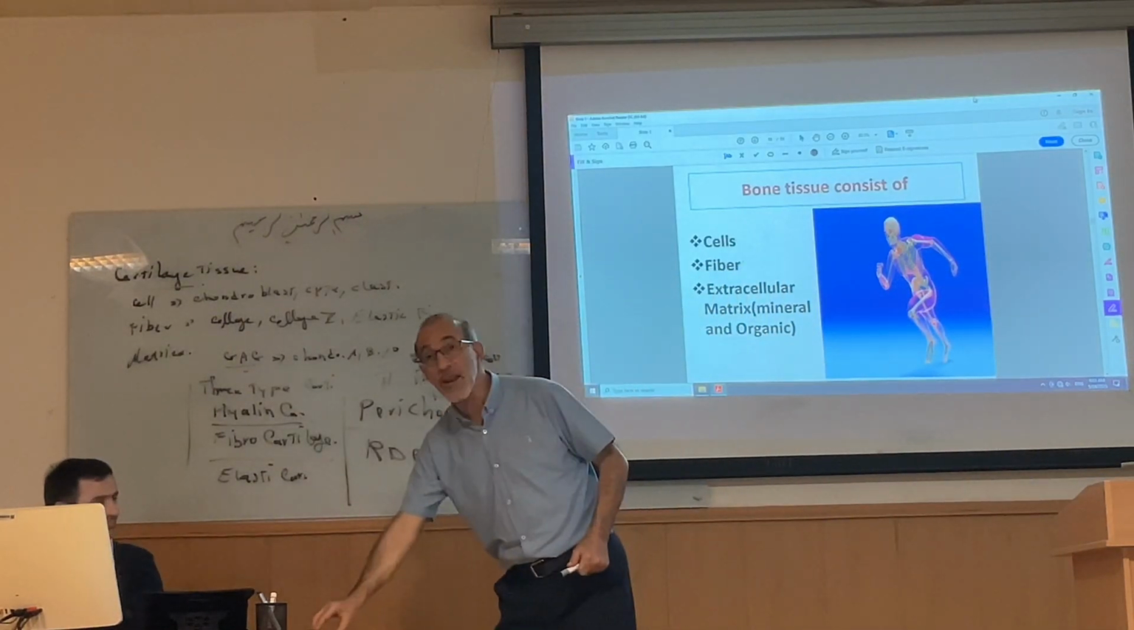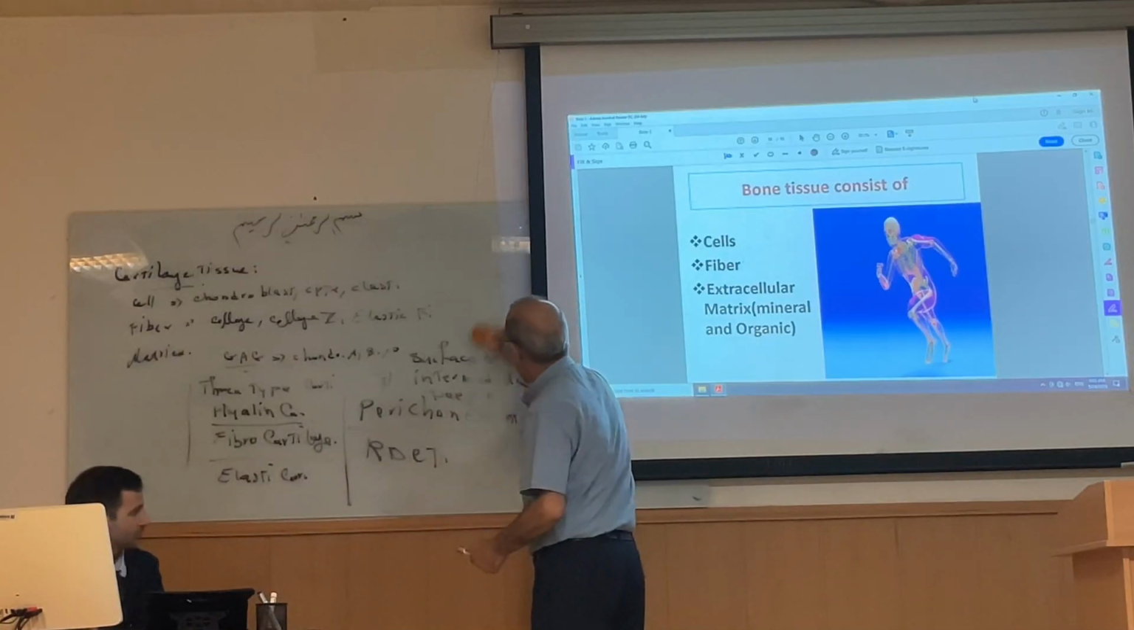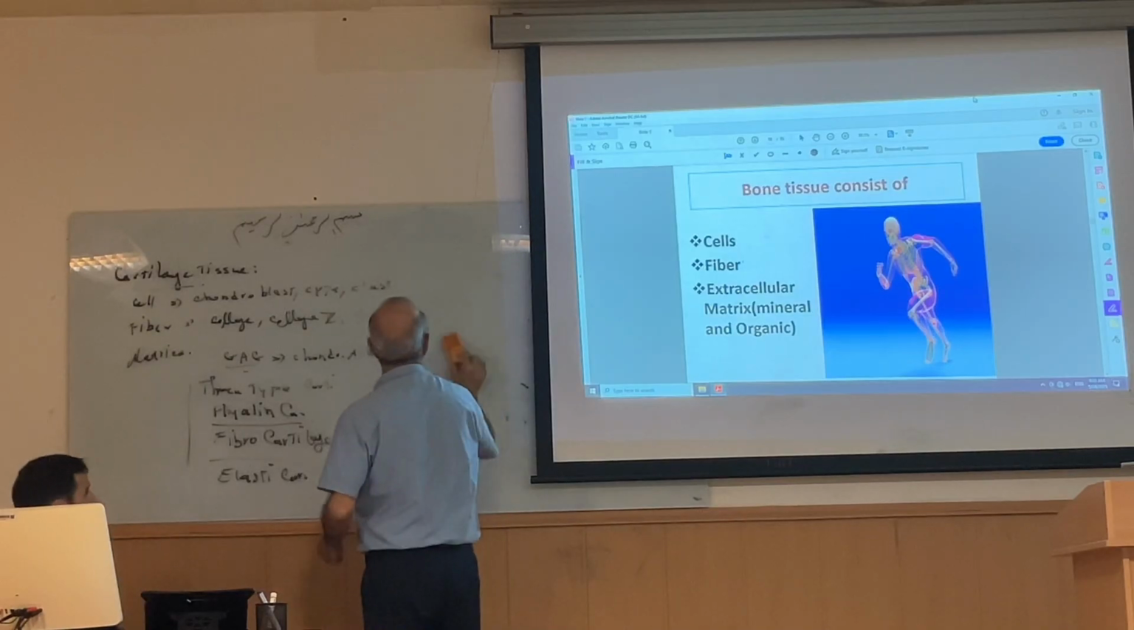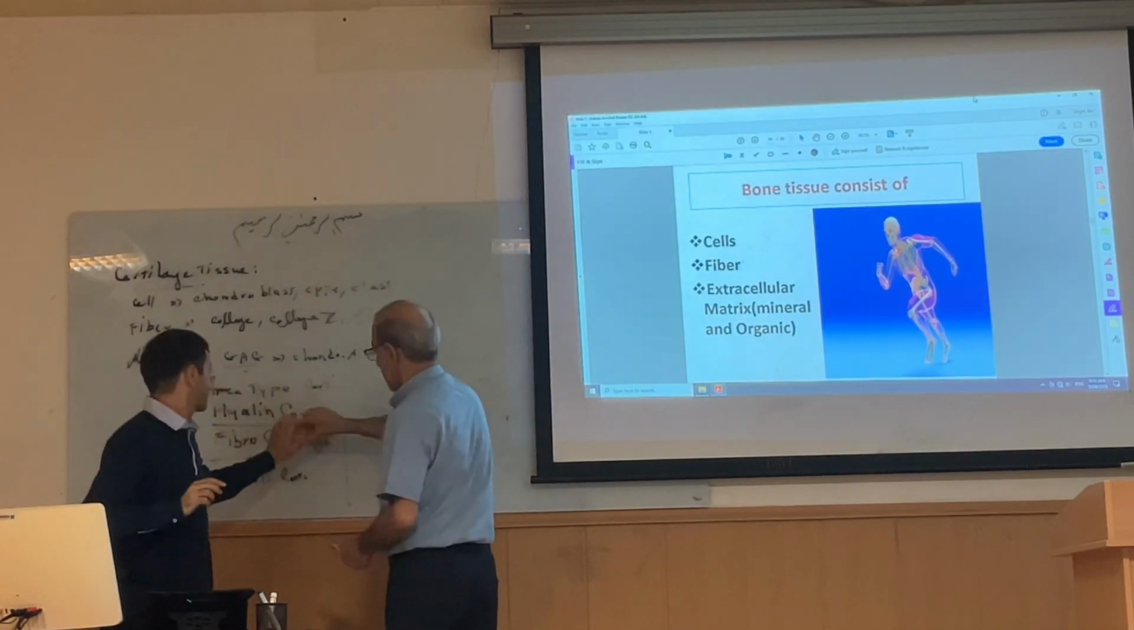Two, bone. Bone is a special connective tissue. Very good. Do you have a question about this part? No? Very good.